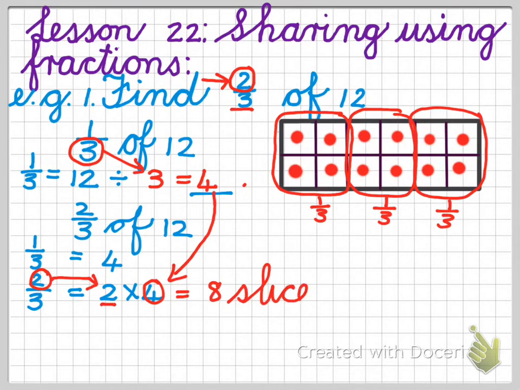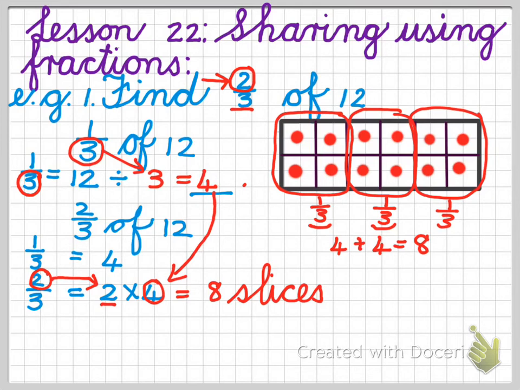That's right. Now, this was a nice, very simple one. So it was easy to see that if 1/3 was 4, can you see? And we added on another third. We just simply added on another 4. And what did we get? We got 8.